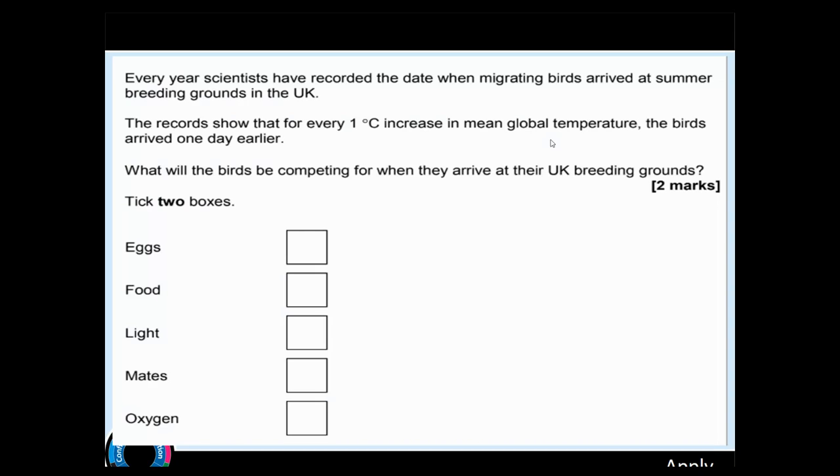Now, here are some exam questions which I've just done a screenshot, lifted it, and put it on the slide. It says every year, scientists have recorded the date when migrating birds arrive at summer breeding grounds in the UK. The records show that for every 1 degree increase in mean global temperature, the birds arrive 1 day earlier. What will the birds be competing for when they arrive at their UK breeding grounds? It's a 2 mark question. It clearly says tick 2 boxes. Choose 2 answers for me. Don't tick 1 box, please. Pause the video, select 2 answers quickly.